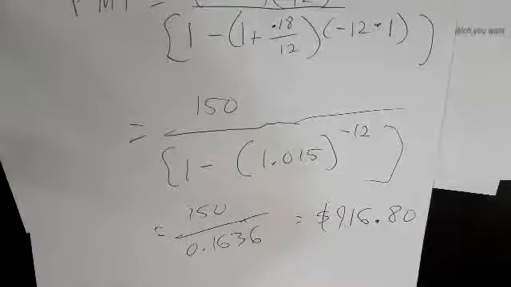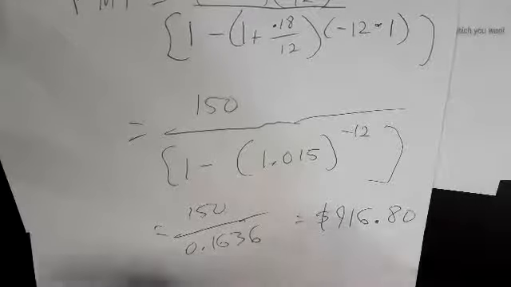36 is right. That divided by, so it's 900. Okay, got that. And when the card is paid off. Okay, so what is this telling me? So the monthly payment is 916.80.